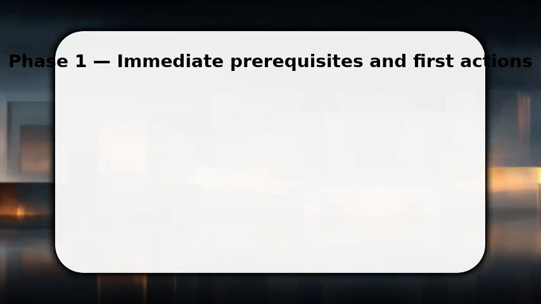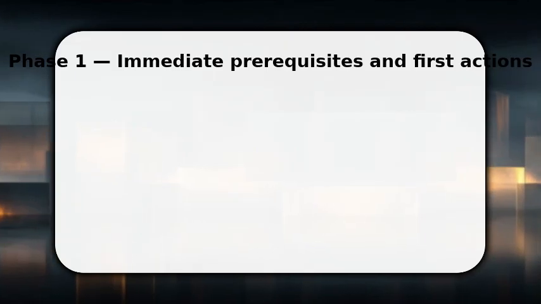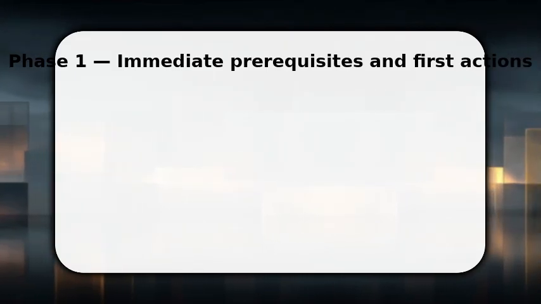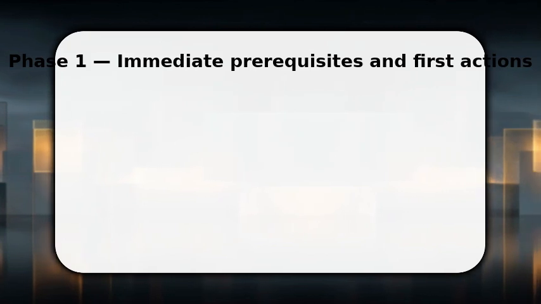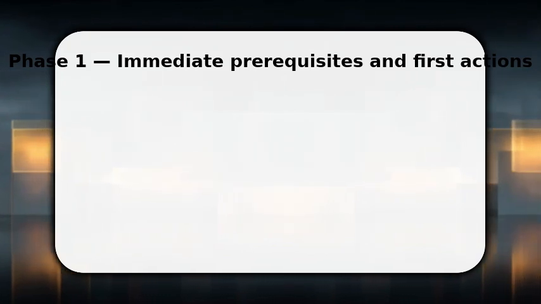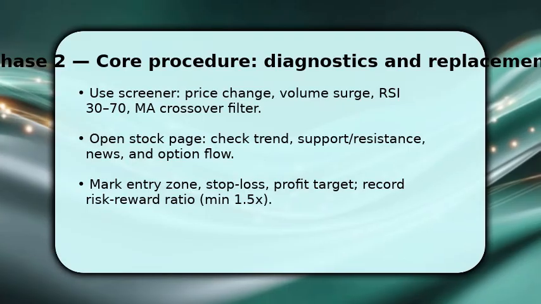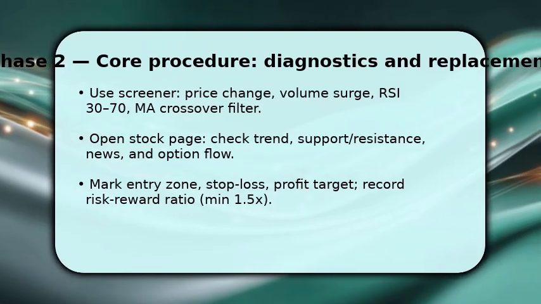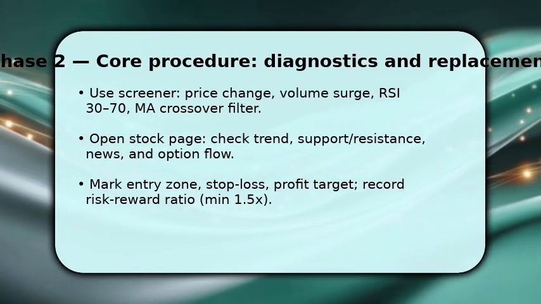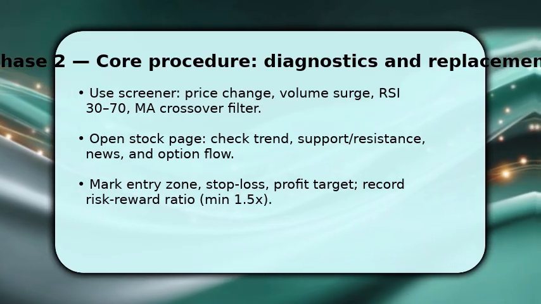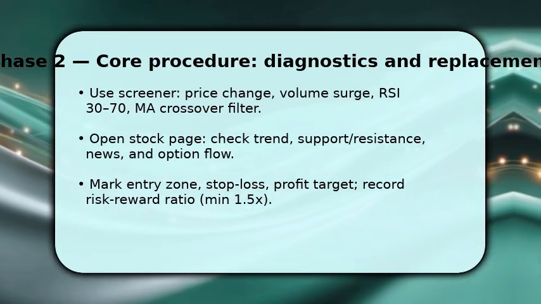Then prioritize stocks by trend and volume. This first step gets you into actionable setups fast, so you can move immediately to scanning and analysis without delay. You now scan within Money Control using the screener. Filter for recent price change, volume spikes, RSI in a usable band, and moving average crossovers.